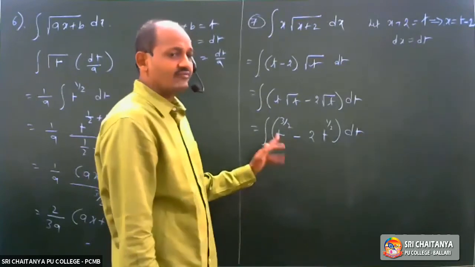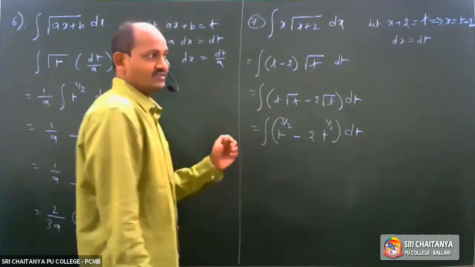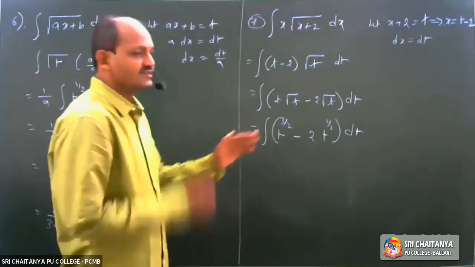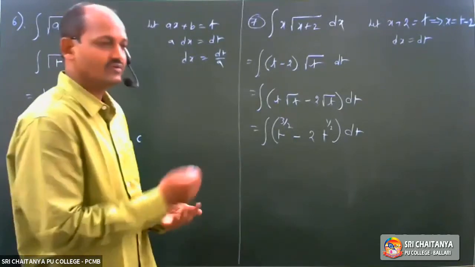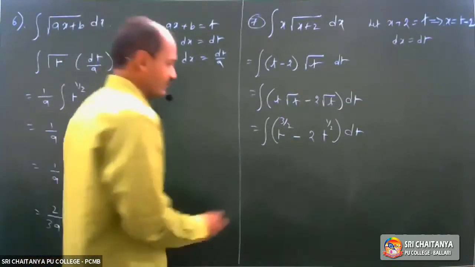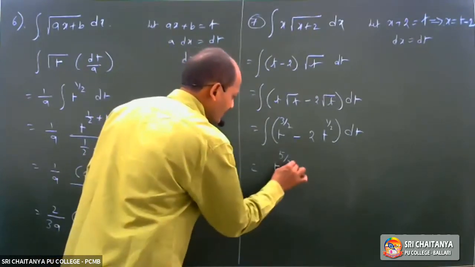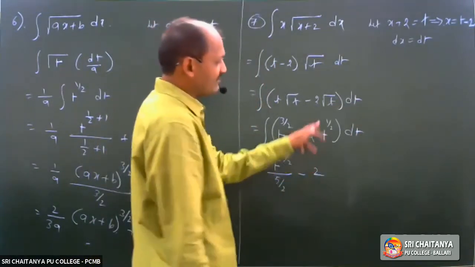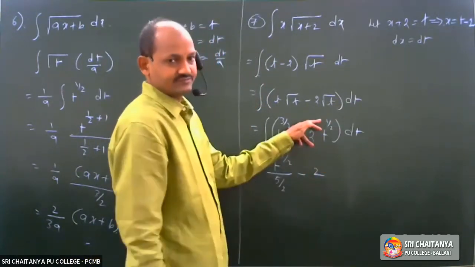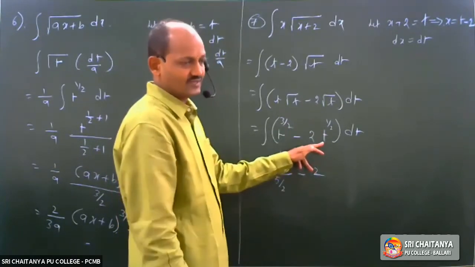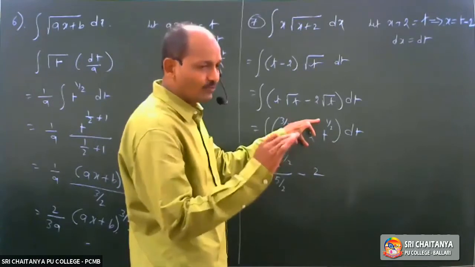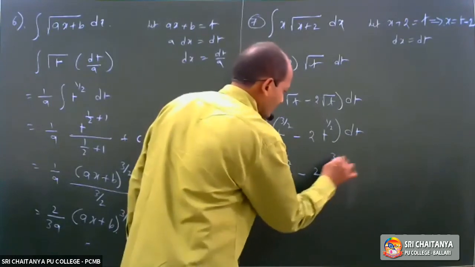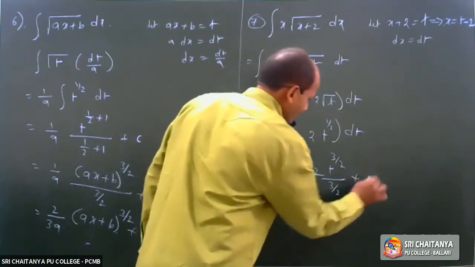Now it is the integral of x power n form. What is the formula for x power n? x power n plus 1 divided by n plus 1. That means 3 by 2 plus 1, that is 5 by 2, so t power 5 by 2 divided by 5 by 2, minus 2 into t power 1 by 2 plus 1. It is also the integral of x power n form, so t power 1 by 2 plus 1 divided by 1 by 2 plus 1. It is t power 3 by 2 divided by 3 by 2.